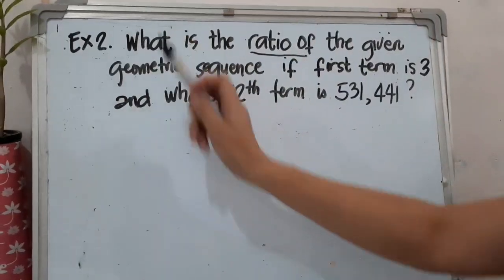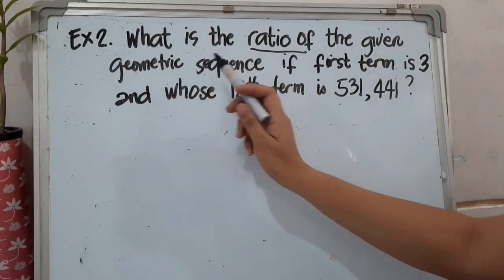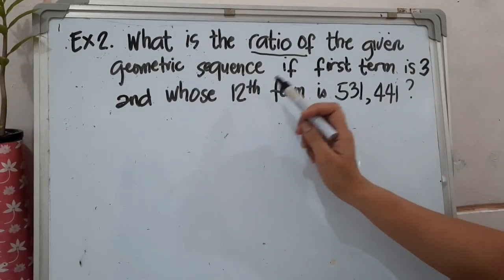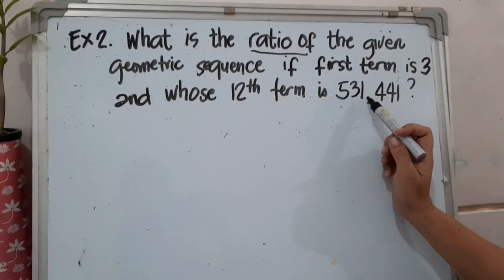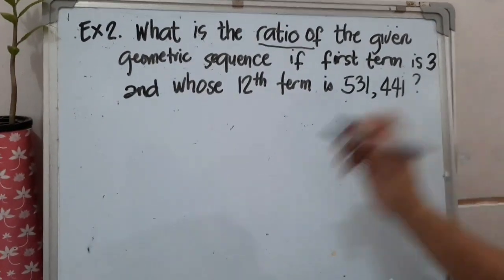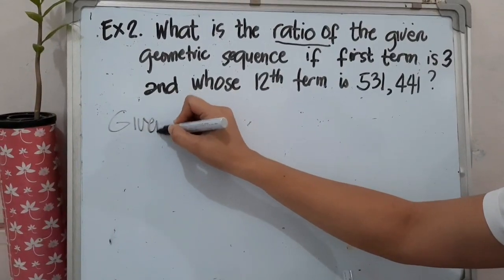So example number 2. What is the ratio of the given geometric sequence if the first term is 3 and whose 12th term is 531,441? Yes. As always, you have to identify our given.